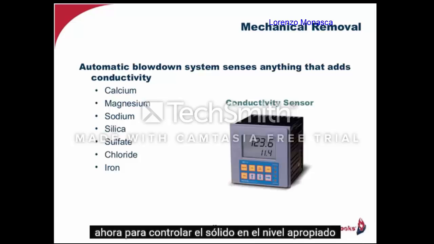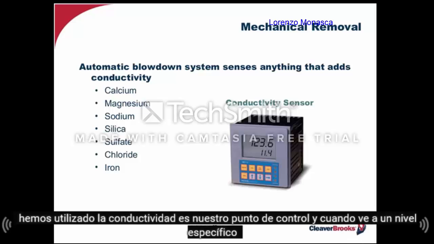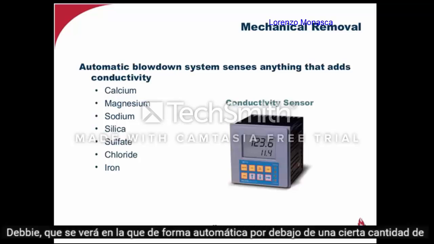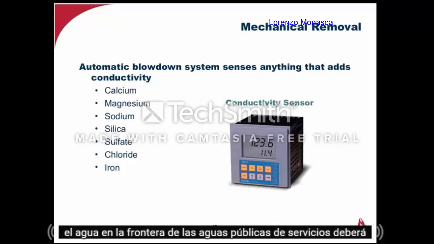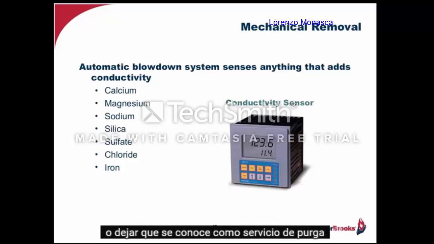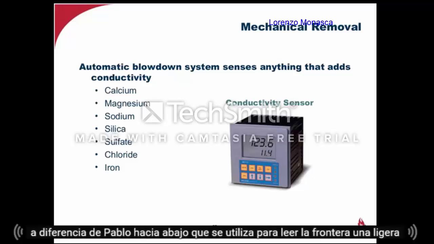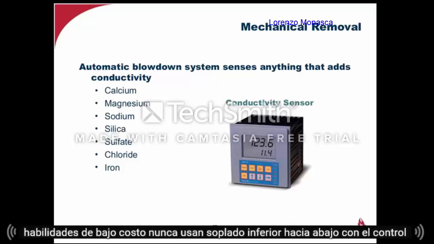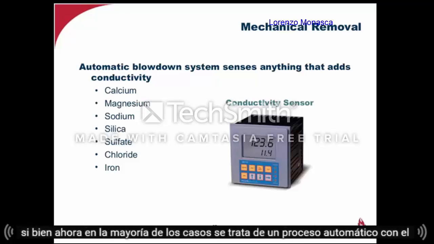Now, to control these solids at the proper level, we use conductivity as our control point, and when it exceeds a specific level, which Debbie will get into, we automatically blow a certain amount of the boiler water from the surface of the boiler shell or drum. It's known as surface blowdown as opposed to bottom blowdown, which is used to rid the boiler of sludge and scale slough off. Never use bottom blowdown to control TDS levels.